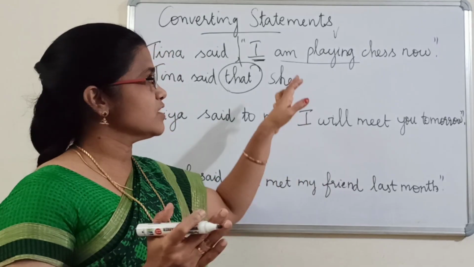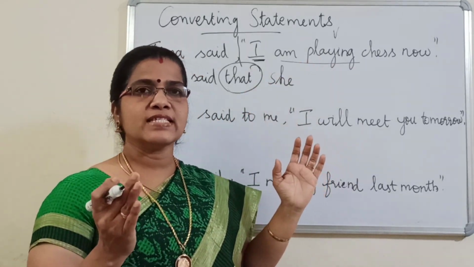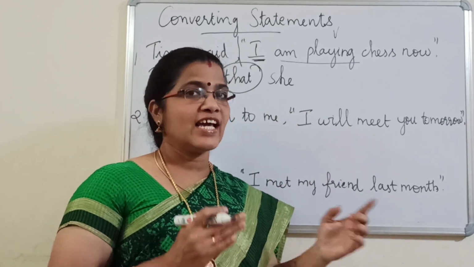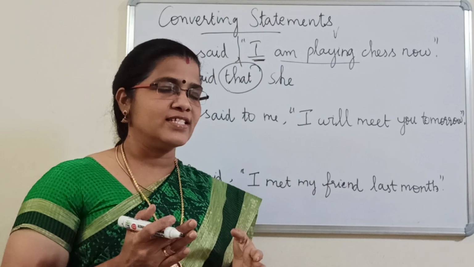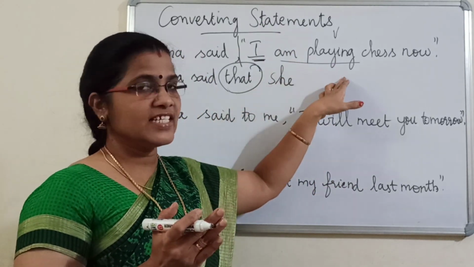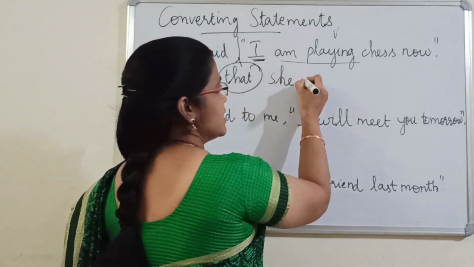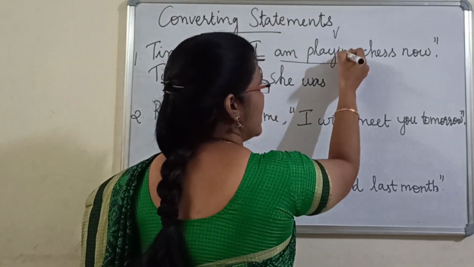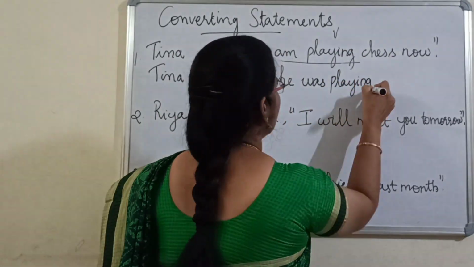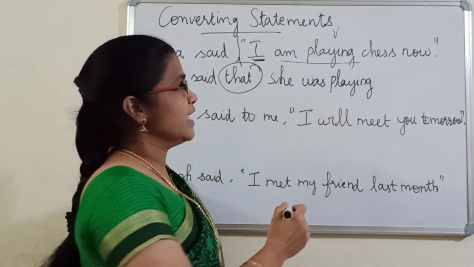Present continuous tense. You have an ing form here, right? So what do you do in present continuous tense? You have to change this into past continuous tense. I hope you remember, I gave you a long list of changes in tense forms, right? So we write past continuous tense. How do you change this into past continuous tense? What is the past tense form of am? It is was. And here we use playing, the same thing, past continuous tense. So we say Tina said that she was playing.